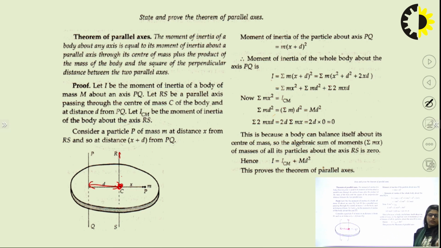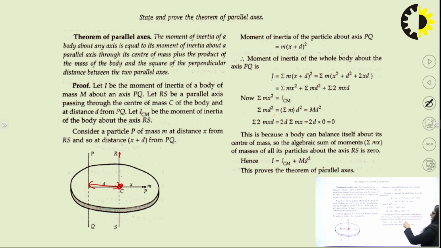If it is a rectangular body, there is a CG axis, the centroidal axis. The distance from the centroidal axis to the reference axis, wherever you want to find the moment of inertia I, the distance between these two axes, we take the square of this distance, md square.